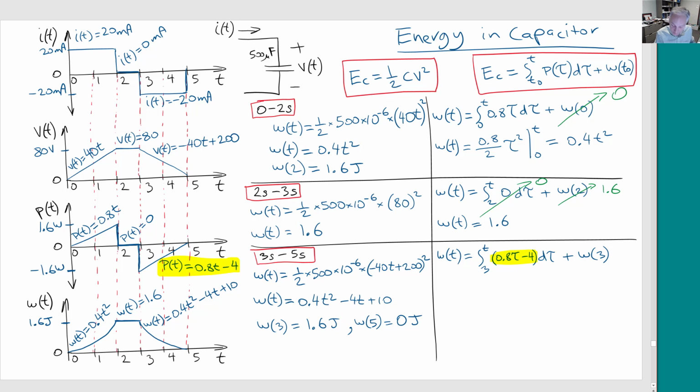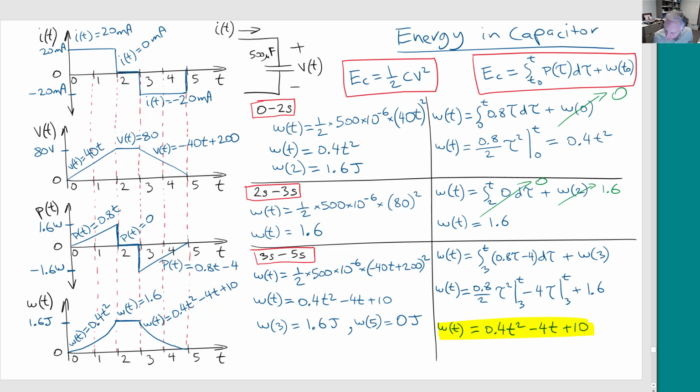That comes from the power, from that piece. We have to take the integral, and then we have to take the initial energy at 3 seconds, at the start of this piecewise analysis. When we work out the integral, it's a little bit more complex than the previous ones, but when we work it all out, we get the exact same equation for energy as we got using 1/2 CV squared. So in my books, this is the big winner.